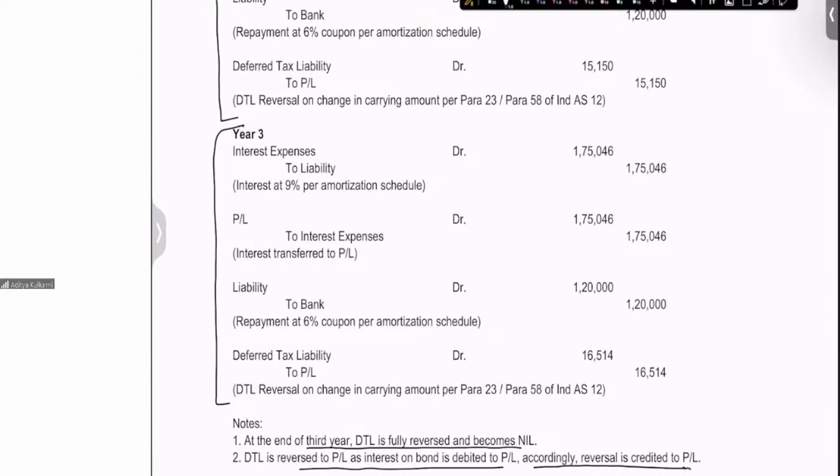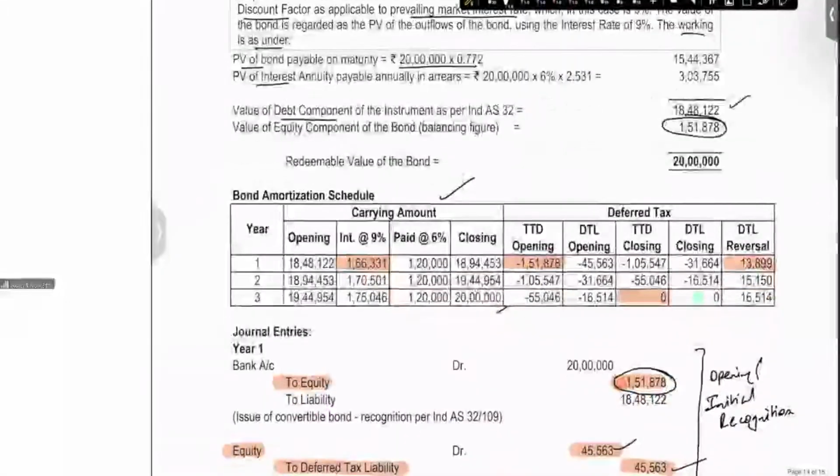Even if one of you has a doubt, I can take you through it again. 45,563 would be deducted from the equity. Yes, 1,51,000 minus 45,563. Yes, that will also go from the equity.